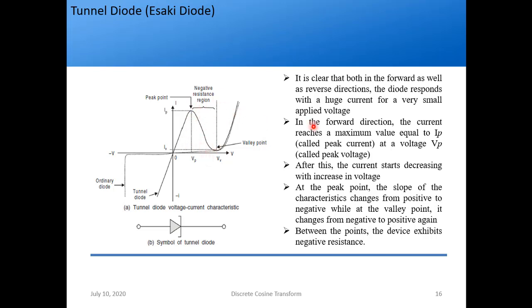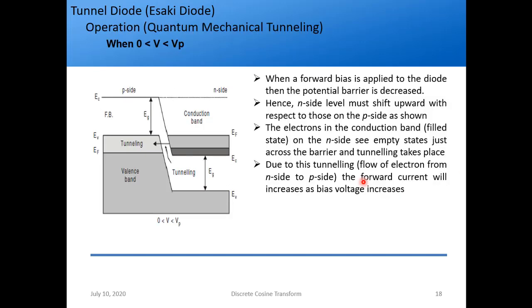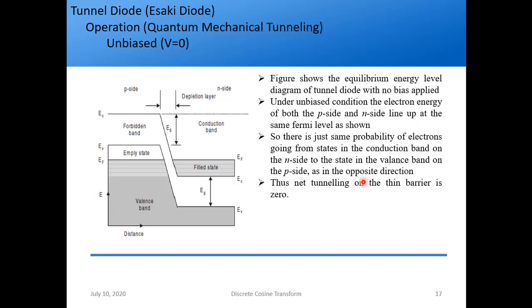This negative resistance region is very important, which we will see again today in IMPATT diodes. So this is what is understood from the diagram, and that is what is mentioned here. When the voltage V equal to 0 is given, that is, it is unbiased, we see that the Fermi levels in the energy band diagram are at the same level. So essentially there is no transfer of electron energy, and the net tunneling across the thin barrier is 0.